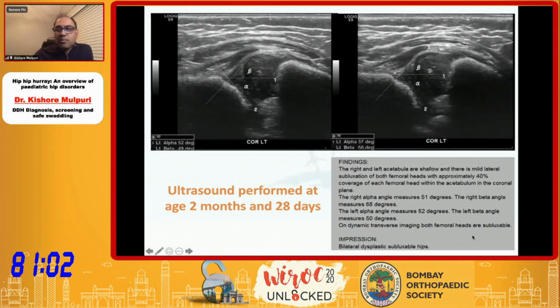Here is an example of a discrepancy you can sometimes find on ultrasound versus an X-ray. You would probably look at this and think it is a mild dysplasia, with alpha angles measuring about 51 and 52 degrees, and percentage femoral head coverage measured somewhere between 45 to 50. You know this hip is dysplastic, but you're not thinking that it's that bad.